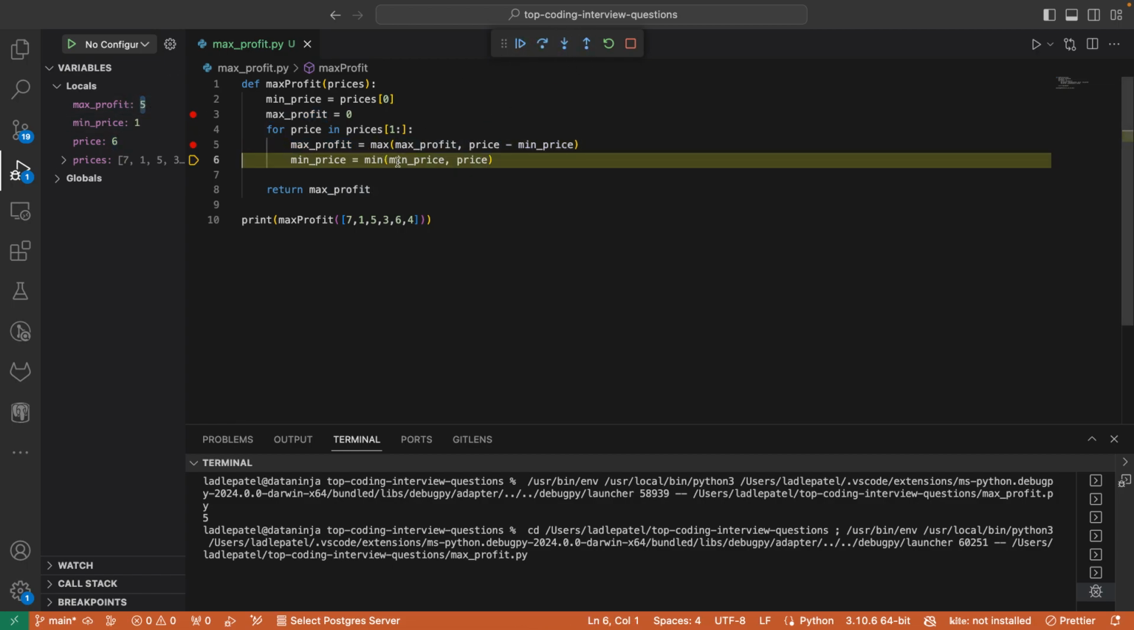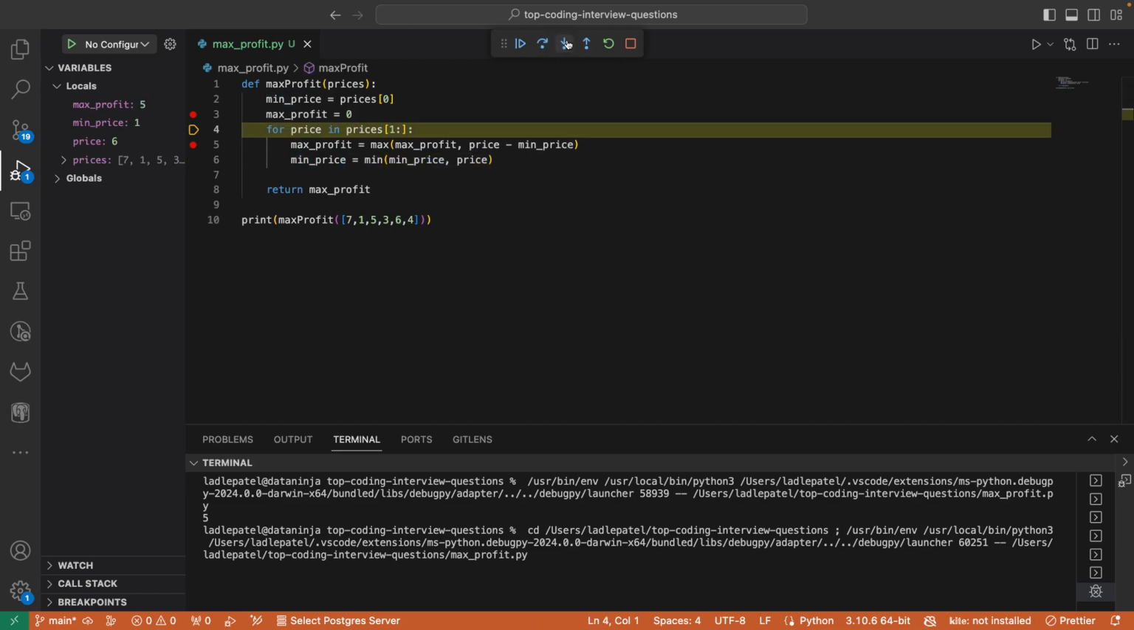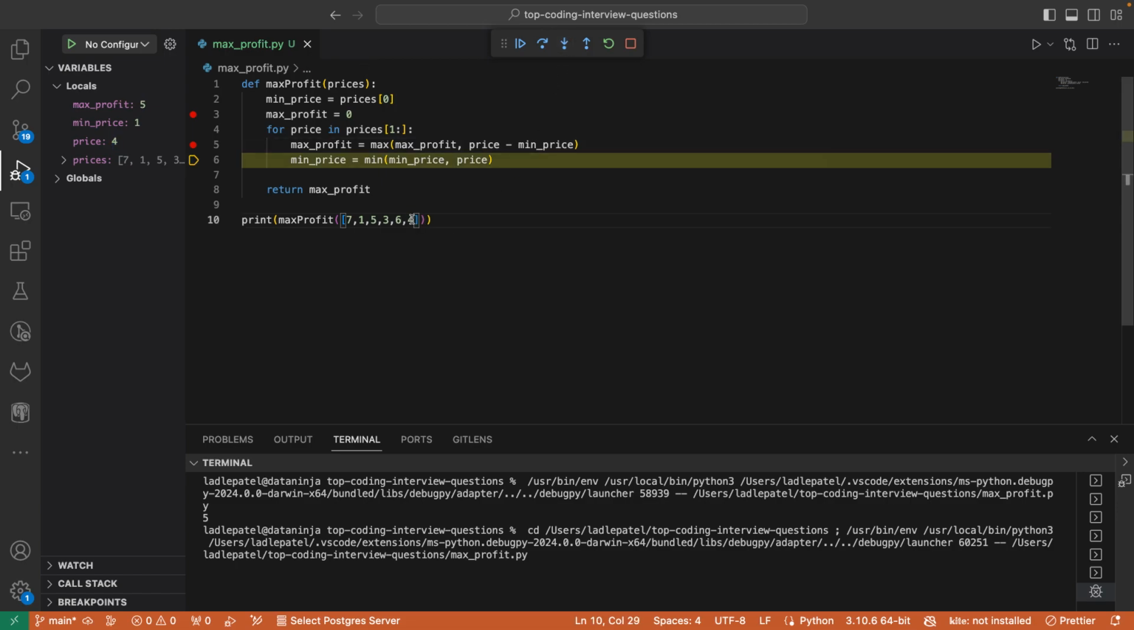Now again, 1 is the minimum price. Price is 6. So what's the minimum? 1 is the minimum. So you keep 1 as is. And you compare again. Now here, what's the maximum profit you had? You had a 5. What's the price? 4. 4 minus 1, 3. 3 and 5, which is the maximum? 5. You keep that as is.